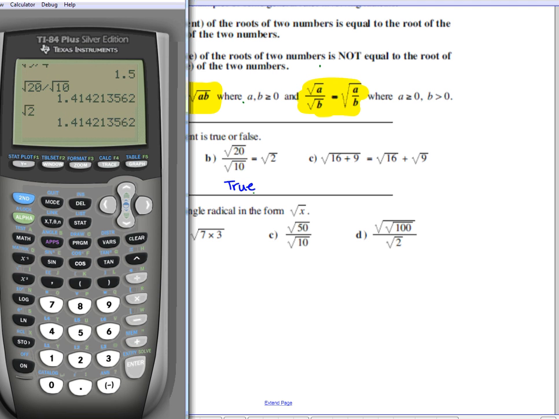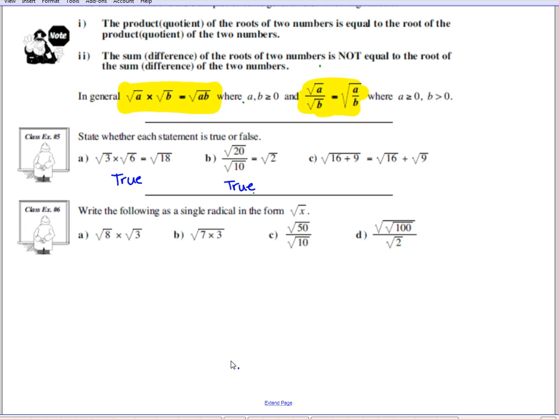So we can actually divide that. 20 divided by 10 is 2. Root 2. True. How about addition? False. So what is 16 plus 9? That's 25. What's the square root of 25? 5. What's the square root of 16 equal to? 4. What's the square root of 9? 3. Does 7 equal 5? Does not equal. This is false. So it does not work for addition or subtraction, only for multiplication and division.